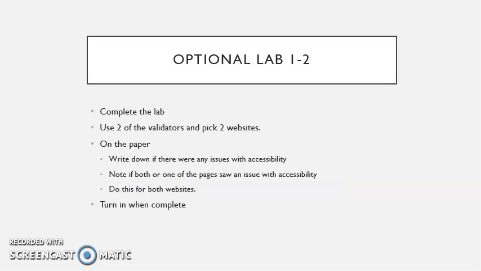This time we will go ahead and do optional lab 1.2. In this one, you're going to find 2 of the validators on the lab, and then pick 2 websites. You're going to write down if there were any issues with accessibility, and note if both or none of them had an issue with accessibility, and you'll do this for both websites. So it's 2 different websites with 2 different validators, and you run those same 2 websites in both validators. Make sure you turn this in when you're done.